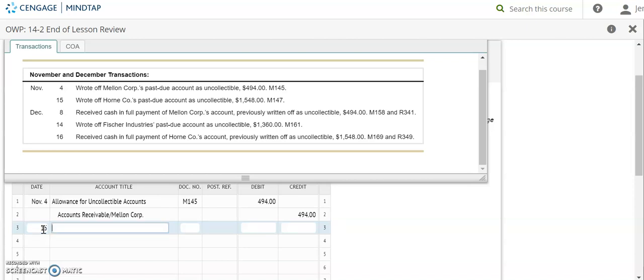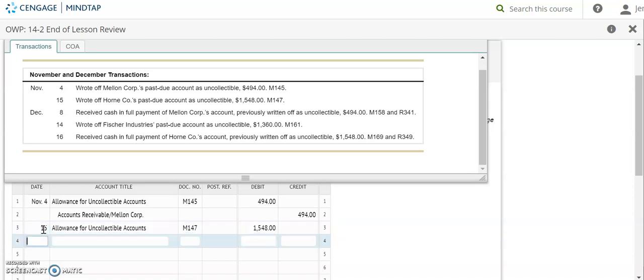I'm taking money out of my allowance account, so I'm going to debit my allowance for uncollectible accounts. This is memorandum 147. I'm debiting that for 1,548. And then I'm going to credit accounts receivable slash Horn Company. And I'm going to credit those accounts for 1,548.